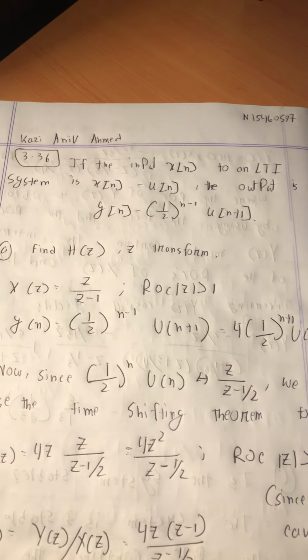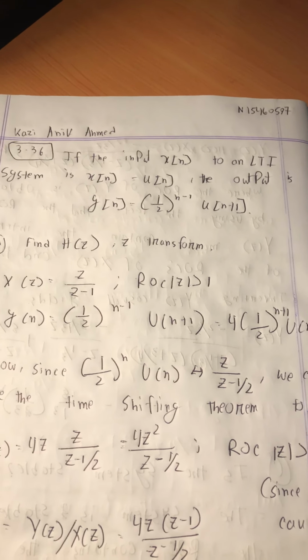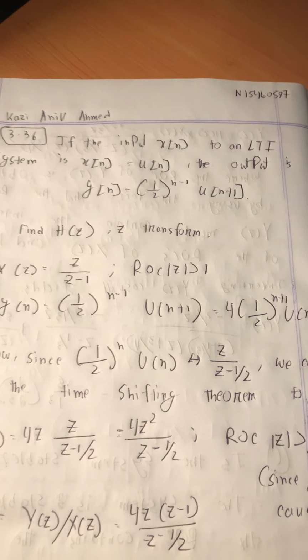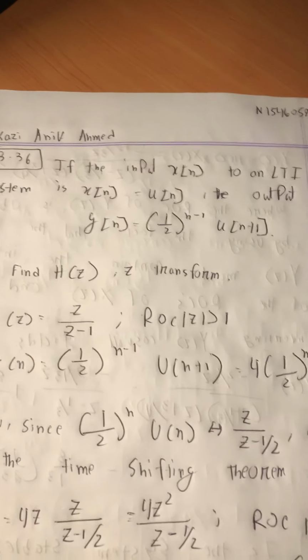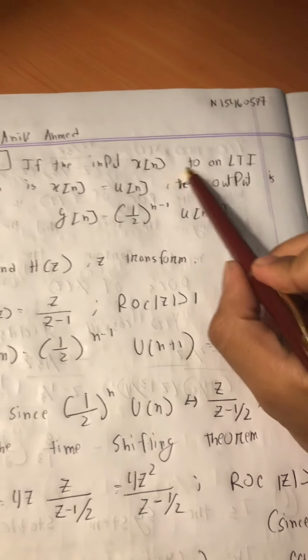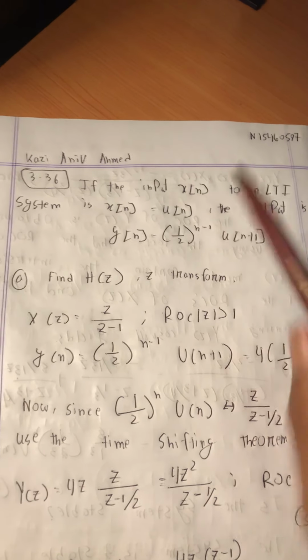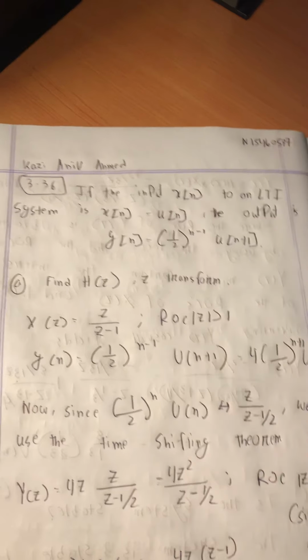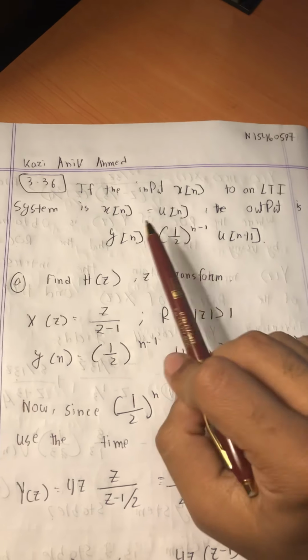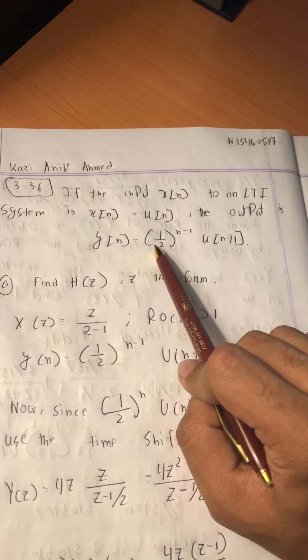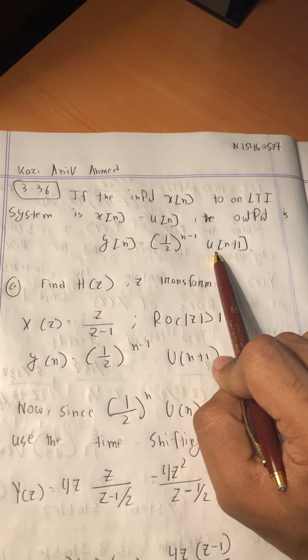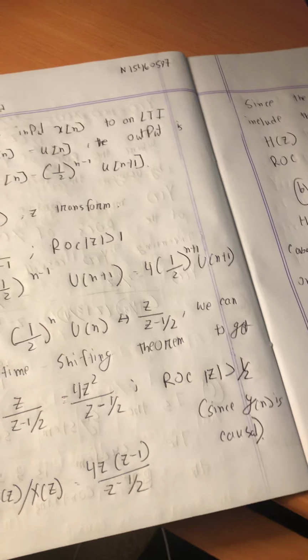1N15460597. And right now, tonight, I'll be doing problem 3.36 for homework 2. The question reads: if the input x[n] to an LTI system is u[n], the output is y[n] = (1/2)^(n-1) u[n+1].